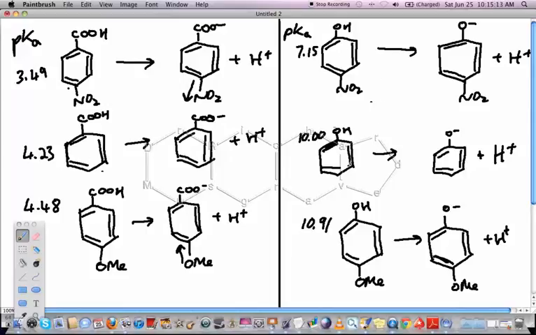We notice a similar effect with phenols. Now phenols are not quite as acidic as carboxylic acids, but we see the same effect is occurring here. You'll notice that the nitro group will stabilize the O negative by pulling electrons out of the ring, whereas the OMe group will destabilize the anion by pushing electrons into the aromatic ring. And you can see the effect that has on the pKa's. This one has a pKa of 7.15 compared to the 10.00 for the unsubstituted phenol. Then when we throw the OMe group on, you can see that that lowers the acidity by raising the pKa and producing a less acidic compound.